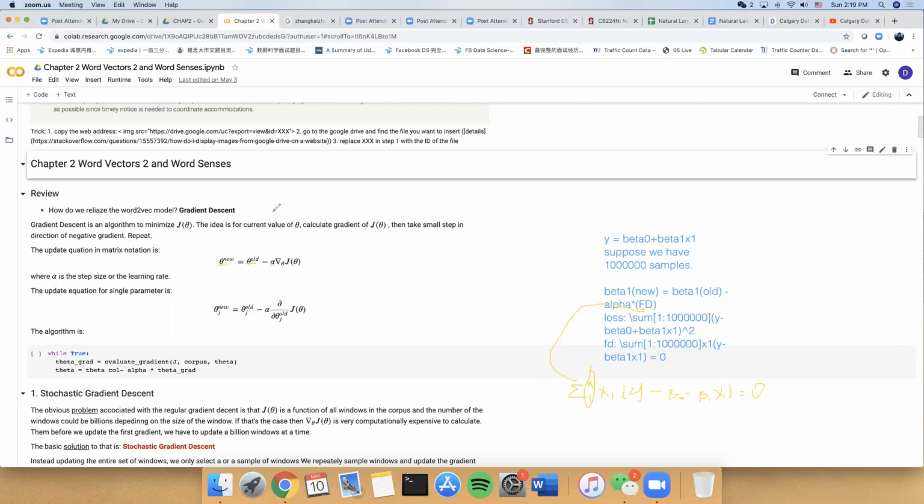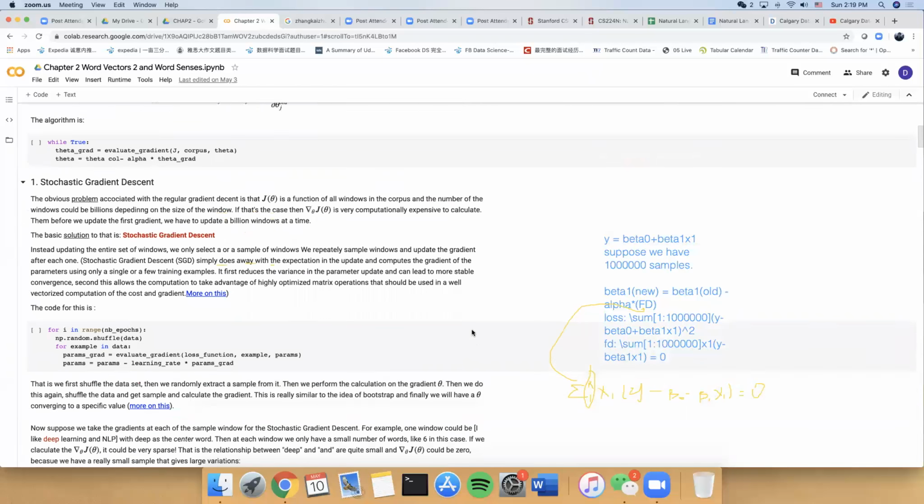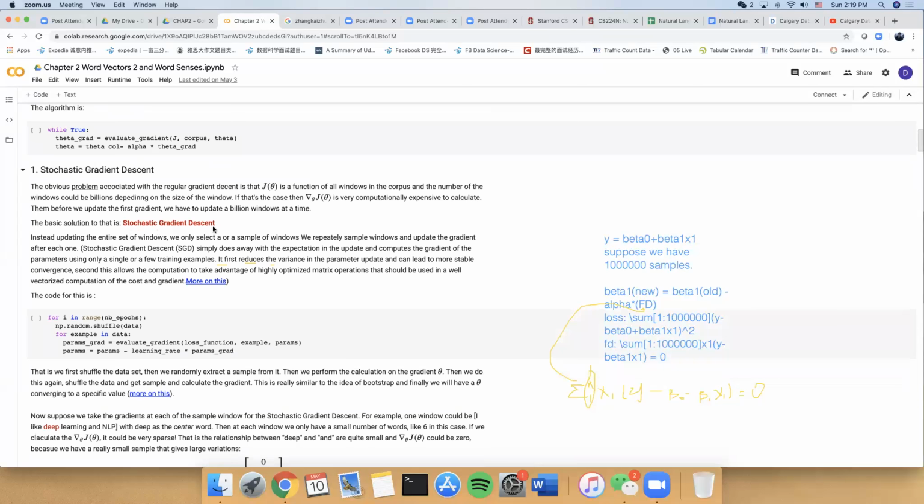That's why we don't actually use gradient descent here. Instead, just like I said, we don't use this concept anymore. We use stochastic gradient descent. And to be honest, it's not as popular as other optimizers like Adam in neural networks anymore, but a lot of people are still using it today. So what is stochastic gradient descent?